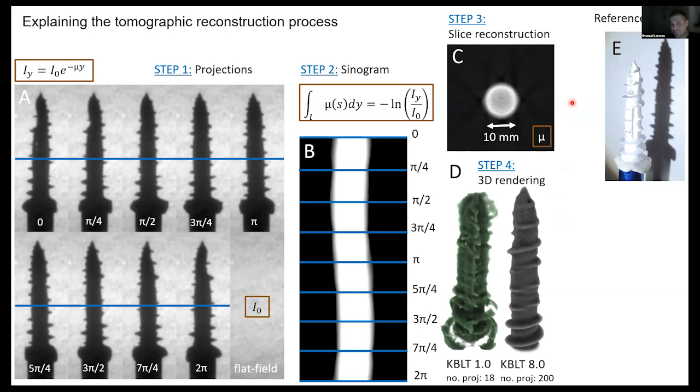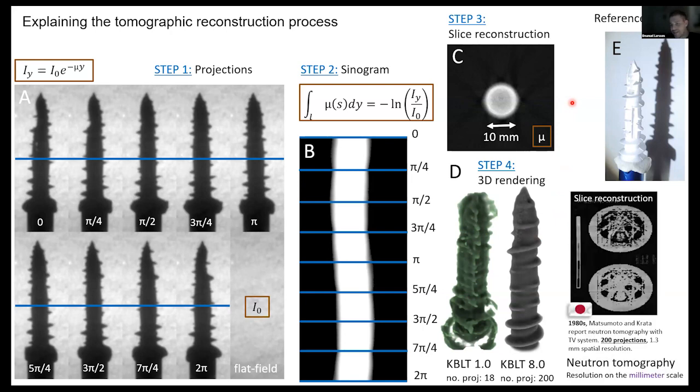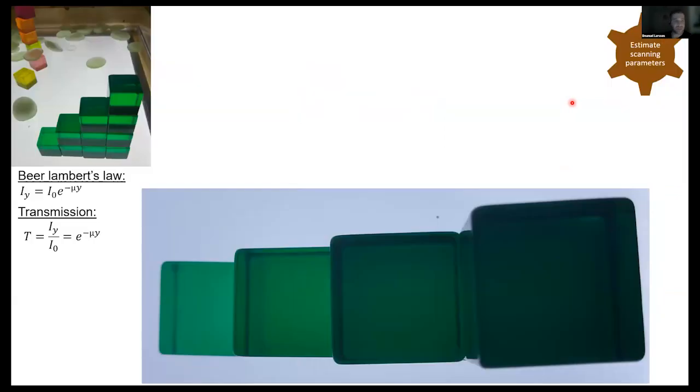Very interesting is that in the 1980s for neutron tomography, they also had, by chance, 200 projection images, and they had a resolution of 1.3 millimeters. I would say that we are slightly below 1 millimeter in resolution, but of course we cannot really see the inside of opaque samples. But we can see the inside in semi-transparent samples, or transparent samples.